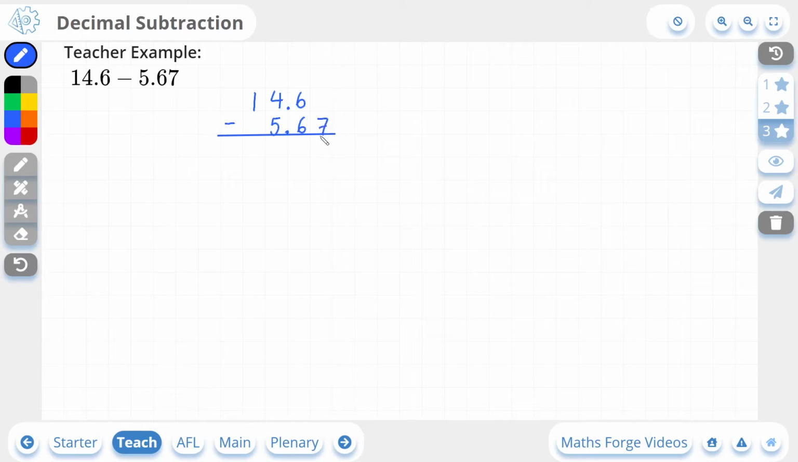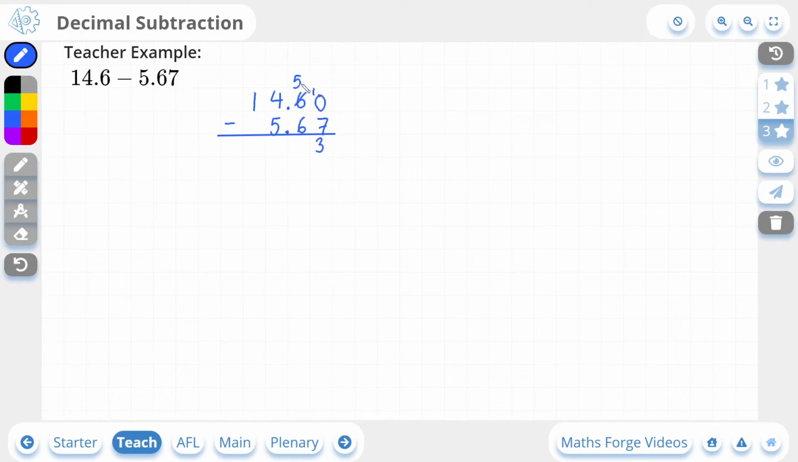Nothing minus 7. Okay, we can't really do nothing minus 7. So I'm going to put a 0 here as a placeholder. Because there's nothing there, so I'm just going to write 0. 0 minus 7, we can't do. So I'm going to go to the left of the 0, take 1 away from this 6 and place it here. Now the 6 has been reduced to a 5. So now the 0 becomes a 10. 10 minus 7 is 3.